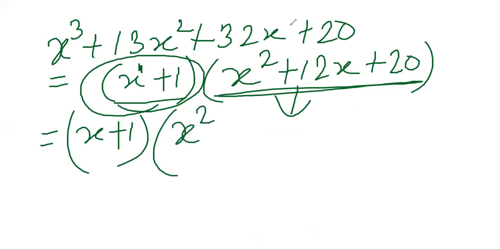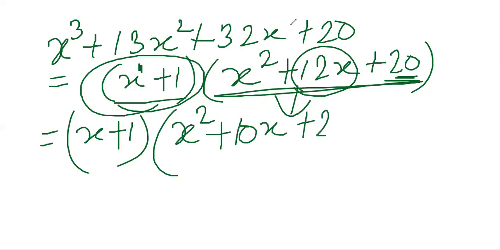Open it. x square, how to write 12x? The constant is 20 here. The sum should be 12 and the product should be 20. We can take 10 and 2: x square plus 10x plus 2x plus 20, since 10 into 2 is 20.